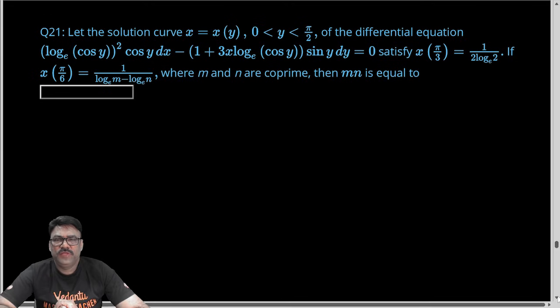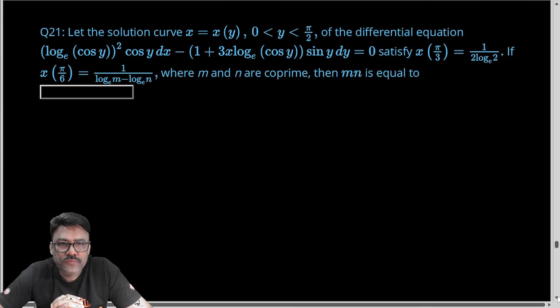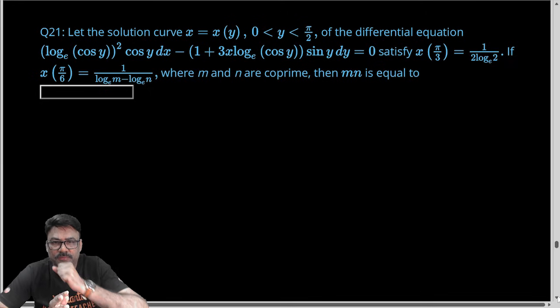See this question, this is based on differential equations. One differential equation is given, x(pi/3) is 1/2 log 2, and x(pi/6) is 1/(log m minus log n). So you have to find the product mn.